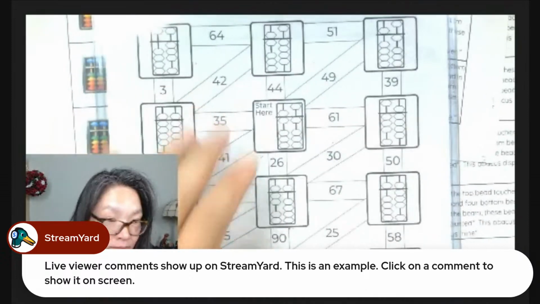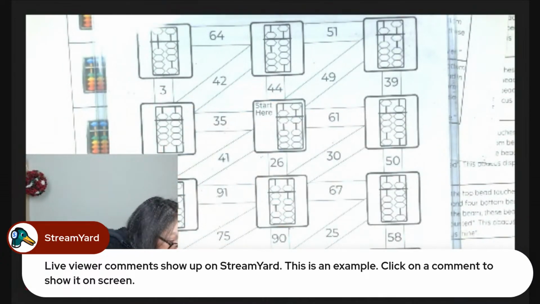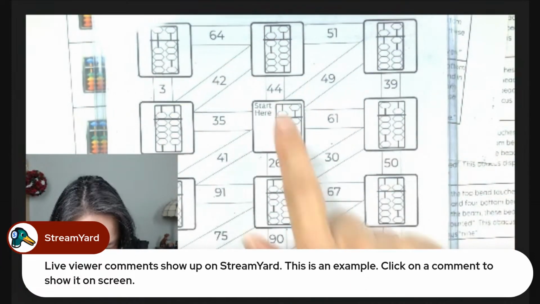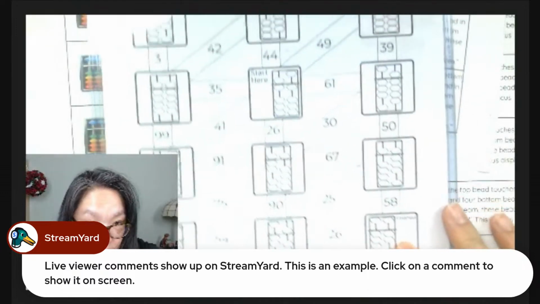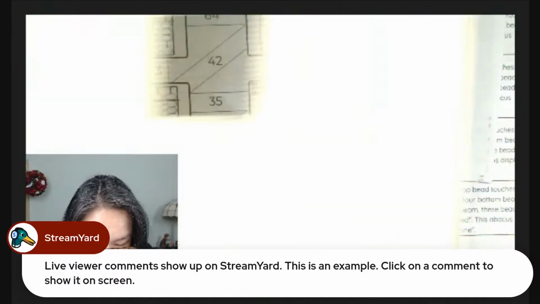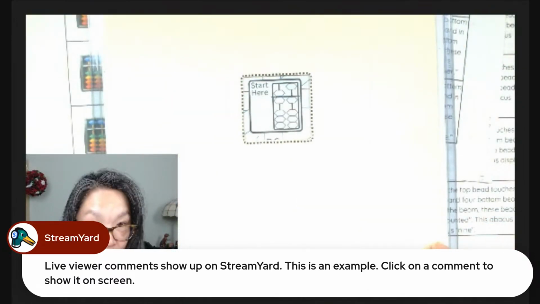This is my maze. And what are we going to do? We're going to follow the path to find the way. So we start from here, and we keep going until we get to the finish line. So if you guys are ready, we are going to start. So the first thing we're going to do.